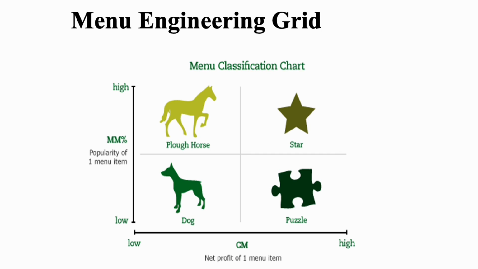When menu engineering calculation is done on the basis of sales of a food item and its contribution margin, it is then subdivided into different categories. Those categories are named dog, puzzle, star, and plough horse. These are on the basis of the popularity of the menu item and the profit earned through it. It is represented in a graphical chart, known as the menu engineering grid.